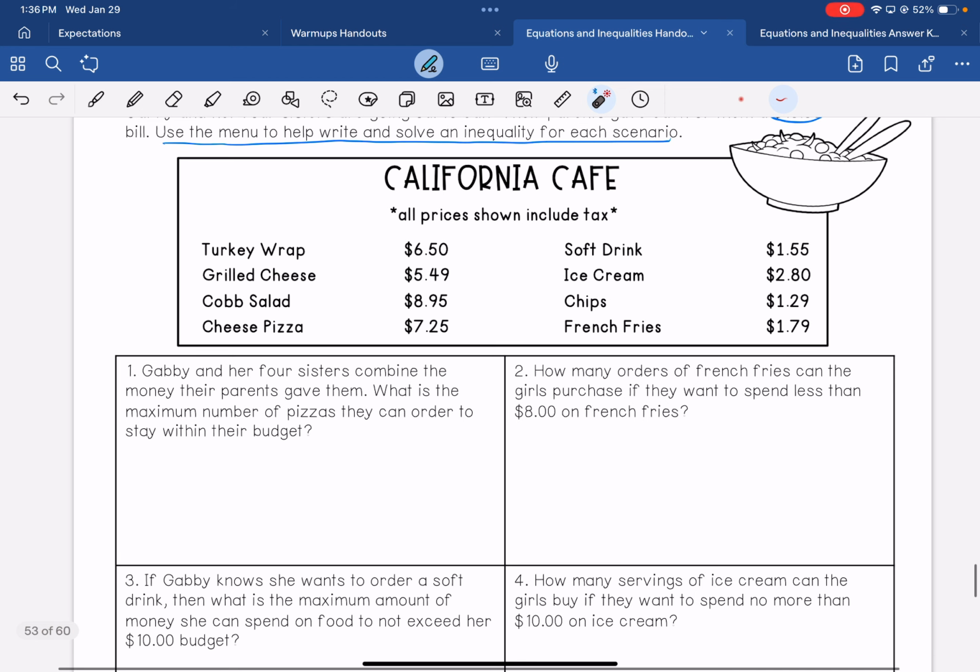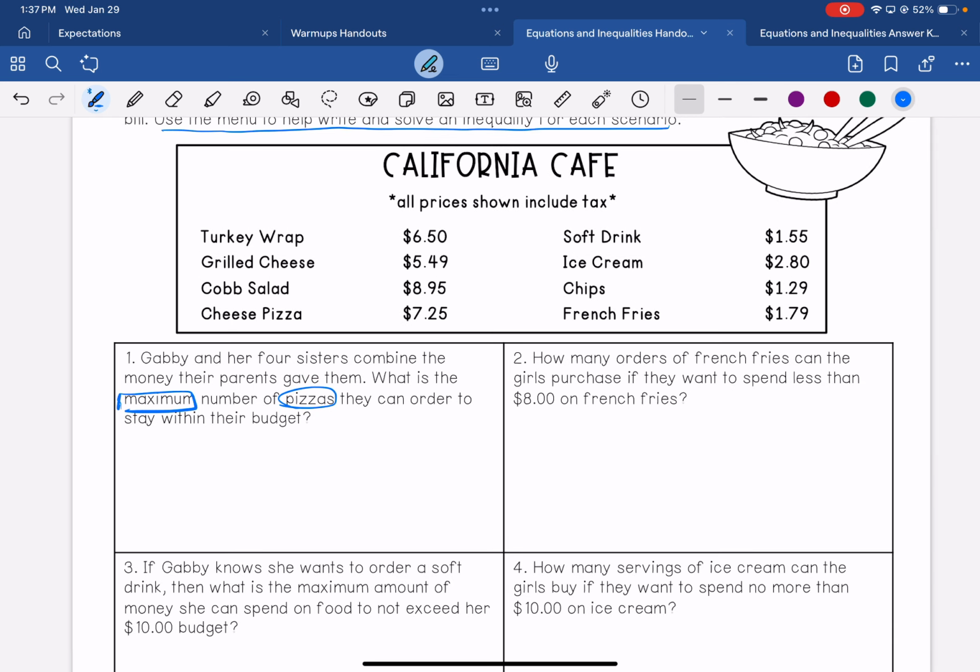So like number 1, it says Gabby and her 4 sisters combine the money their parents gave them. What is the maximum number of pizzas that they can order to stay within their budget? All right, I circled the wrong, or boxed the wrong word, okay? I'm going to actually circle this because this is our number. Gabby and her 4 sisters combine their money. And so the maximum number of pizzas, well, I can see that a cheese pizza is $7.25, okay?